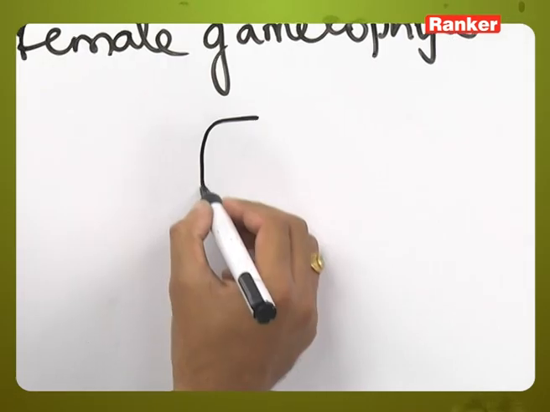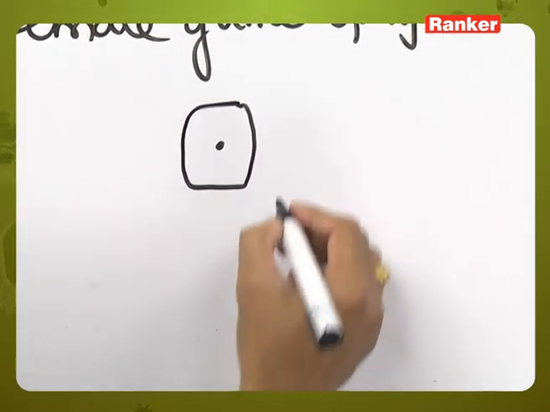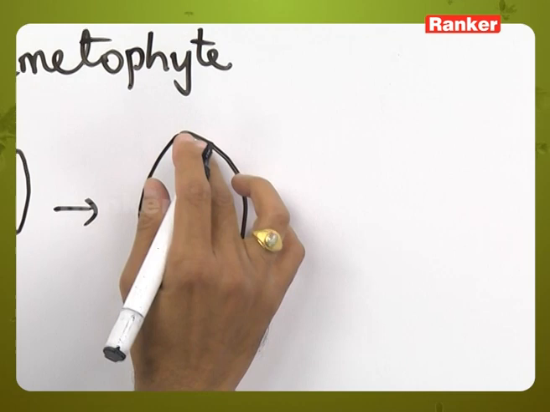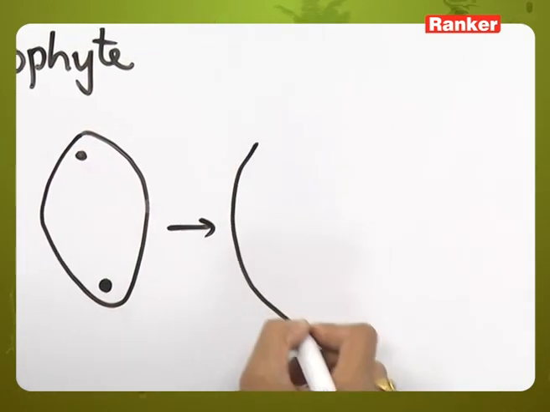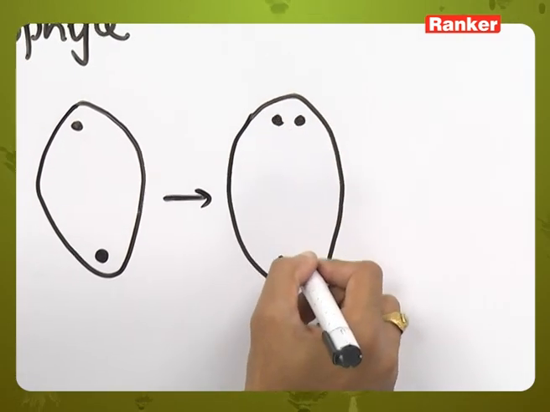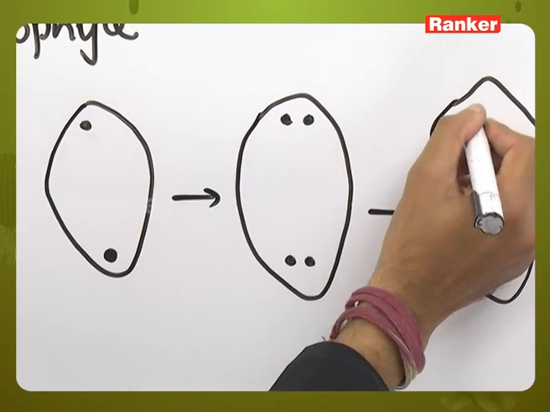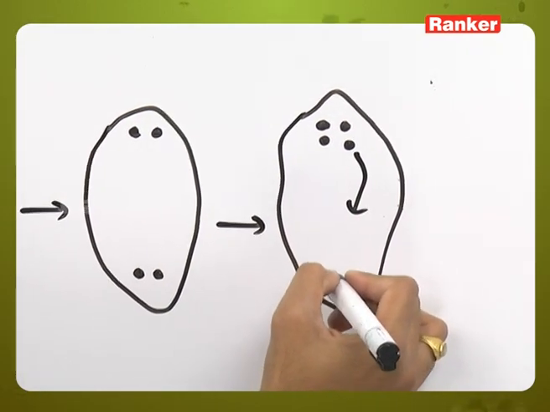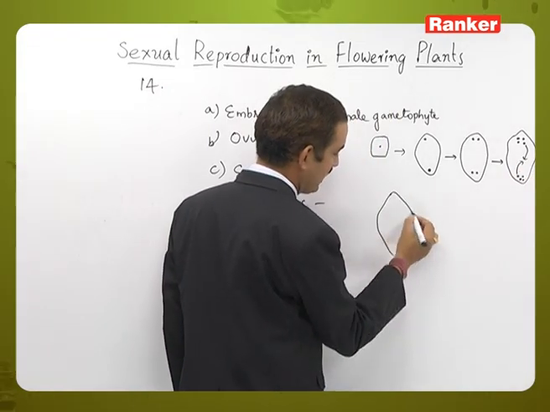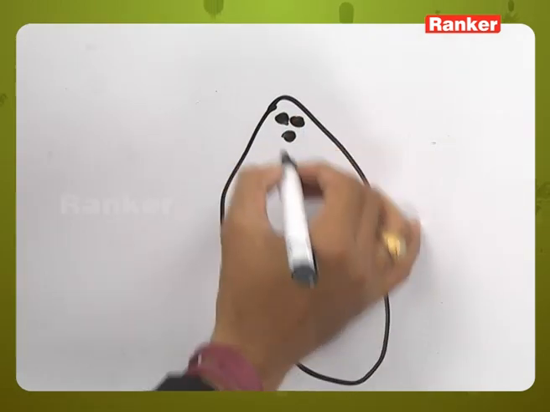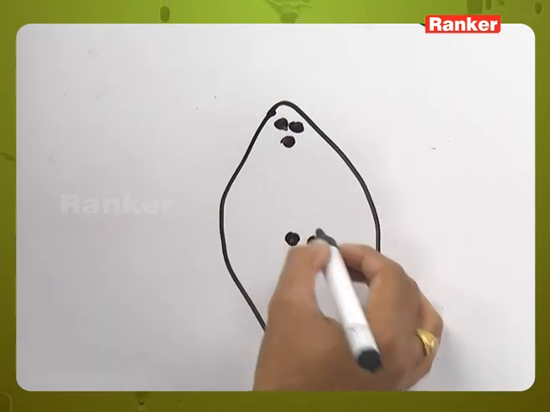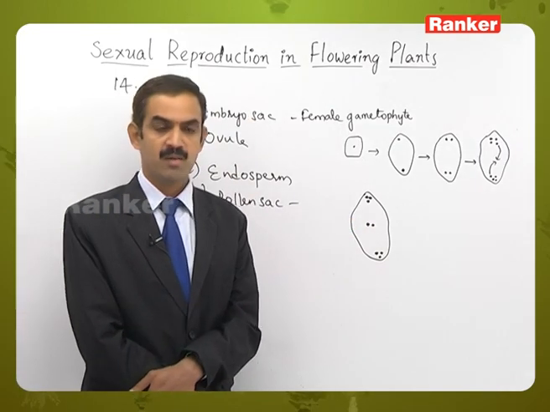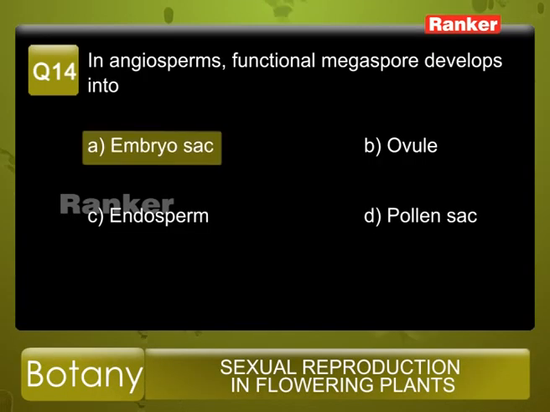If you take the structure, this is a functional megaspore. It divides by the first free nuclear division, by mitosis, to form two nuclei, one towards the upper pole and one towards the lower pole, and gradually each divides again. Finally, it is converted into four nuclei on the upper side and four on the lower side. Out of these, one from the upper side and one from the lower side come to the center, giving three nuclei on the upper side, three on the lower side and two in the center. This is called an embryo sac. That means the functional megaspore develops into the embryo sac or the female gametophyte. So from the given options, option A is the correct answer.